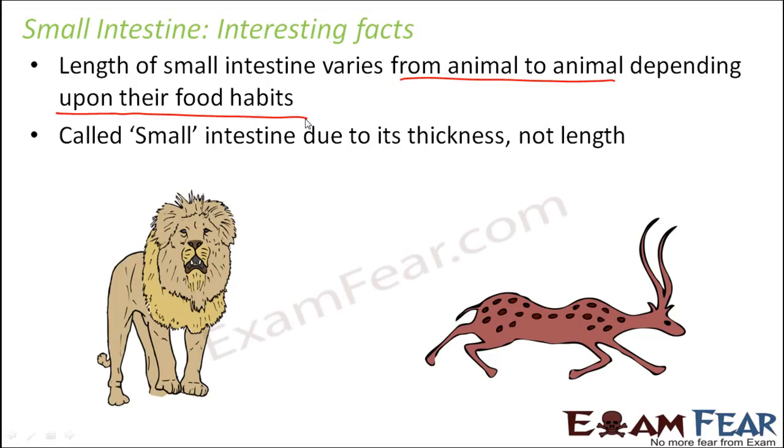Right? Okay. Another interesting thing is that the small intestine is called small not because it is short, but because of its thickness. If you look at the thickness of the tube of the small intestine, it is very thin when compared to the large intestine, and because of more thickness, the large intestine is called large and the small intestine is called small. So the name has nothing to do with the length of the intestine. With this, we end our discussion on the small intestine. Now we will talk about the last part of the digestive system, that is the large intestine.